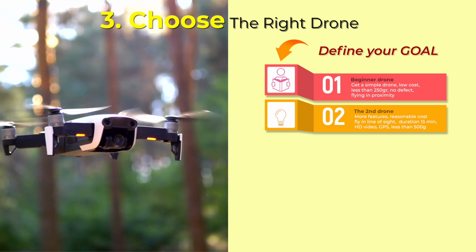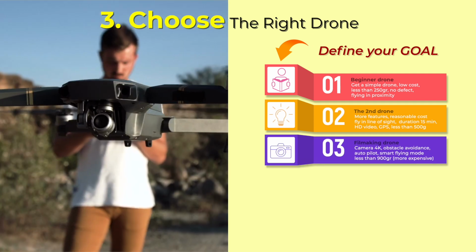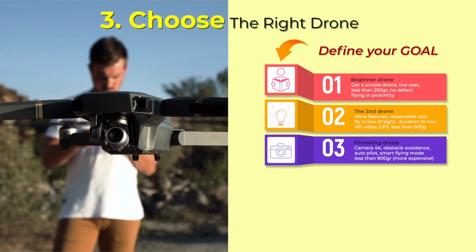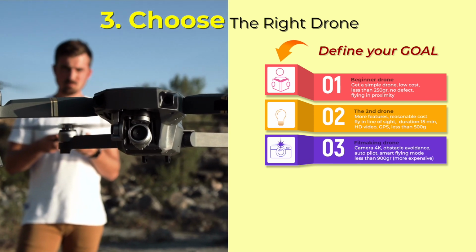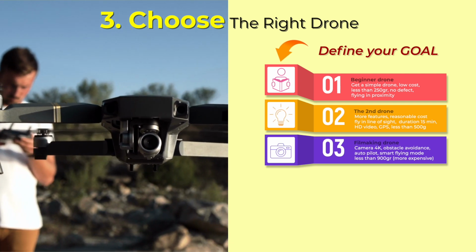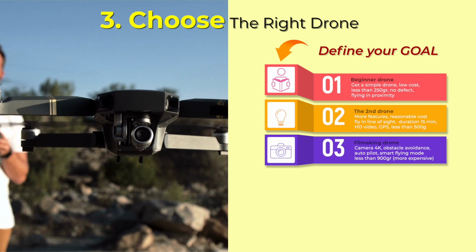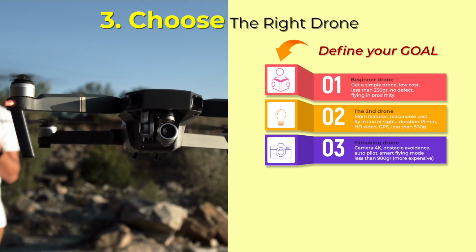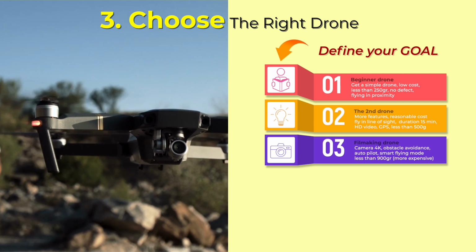Less than 500 grams. Filmmaking drones. Choose one with 4K resolution to get the best video quality. This type of drone is more expensive, but the smart features contribute to provide nice movies. The operator should have some photography skills to fully take advantage of his drone.